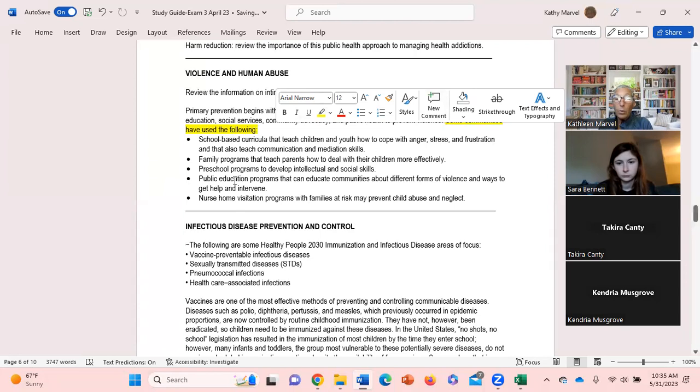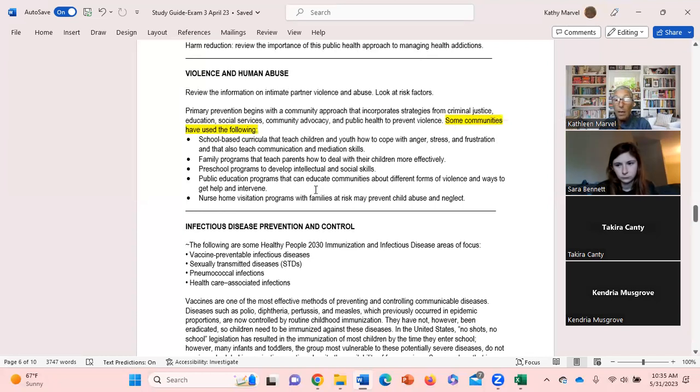So be familiar with these. You may get asked a question about what are some ideas for reducing community violence and human abuse? Well, here's 5 bullets that are common in communities that they may be doing. Okay, so know this right here.